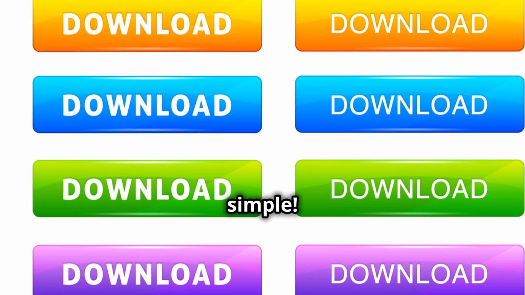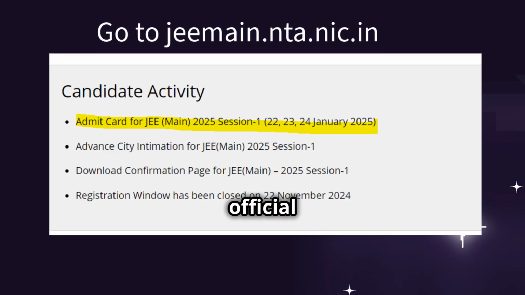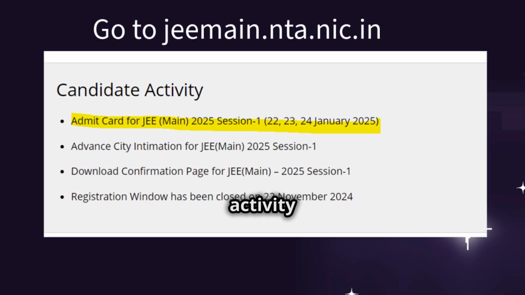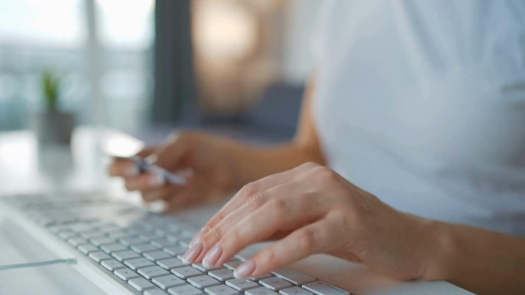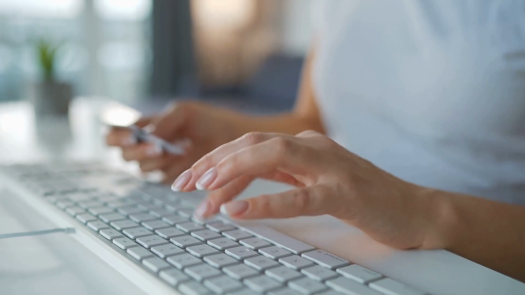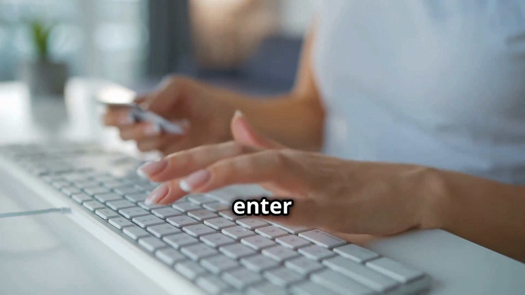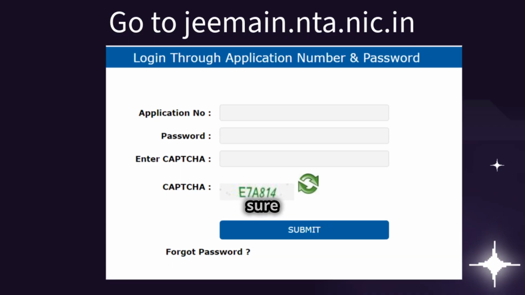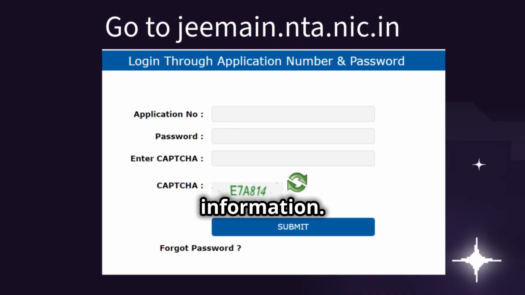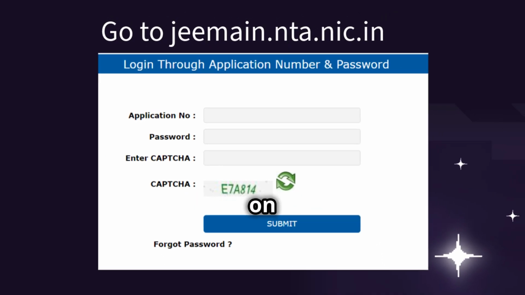It's quite simple. Let's go through the steps to download your JEE Main 2025 admit card. First, visit the official NTA website. Go to Candidate Activity section, then click on the JEE admit card link. You'll be prompted to enter details as shown, including your application number and password. Make sure you enter the correct information. After entering these details, click on Submit.